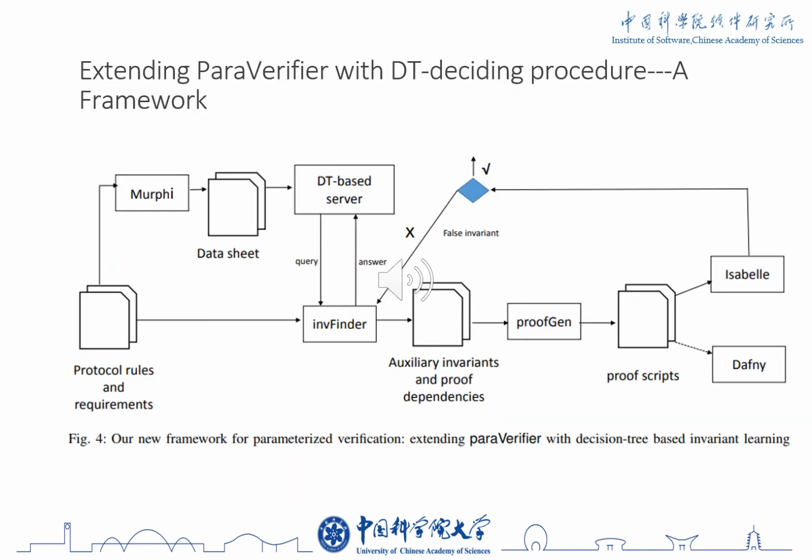How to use the DT deciding procedure? We extend the ParaVerifier framework with this new invariant learning approach based on decision trees, see figure 4. Essentially, we use Murphi to get the reachable state set of a protocol instance, and transform the state set into a datasheet. With the algorithm DT decide, we explore the datasheet and construct decision trees as necessary. The trees act as an oracle to check invariant candidates received from InvFinder.